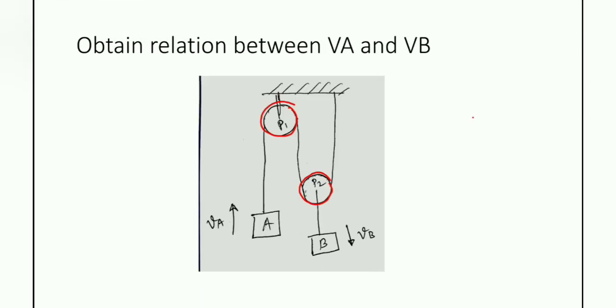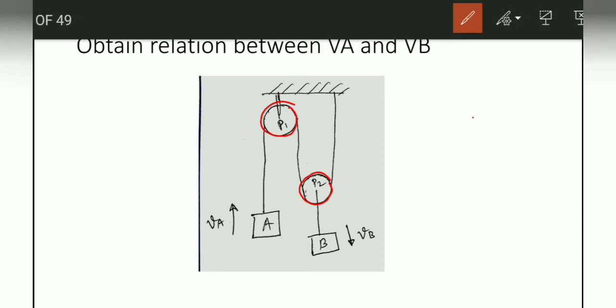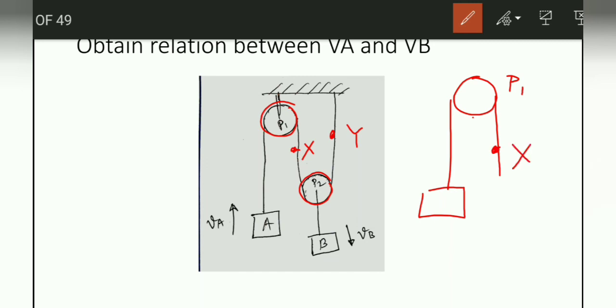So let's do one thing. This is A. So let's take this point as X and this point as Y. See, we analyze for this P1. This is P1 and this is, let's say, X. We don't know the velocity of X, but we know the velocity of A and we know the velocity of P. So I can write here Vp1 is equal to Va plus Vx by 2.